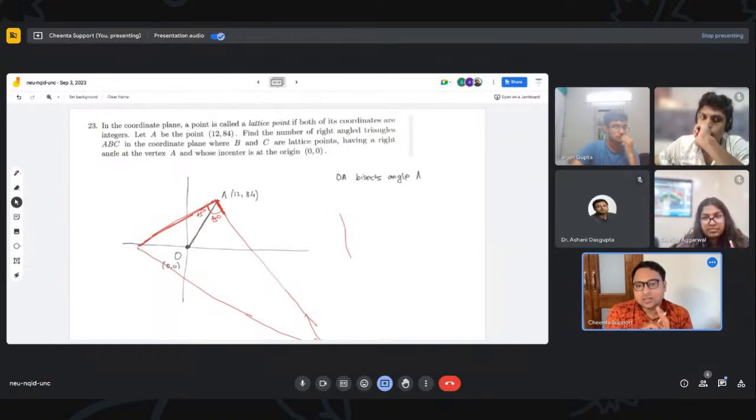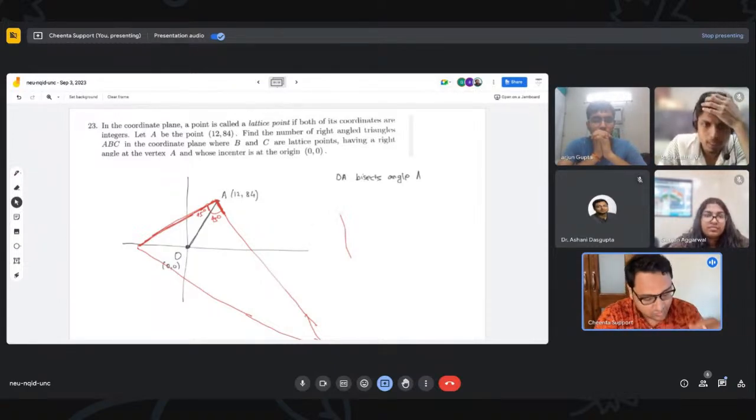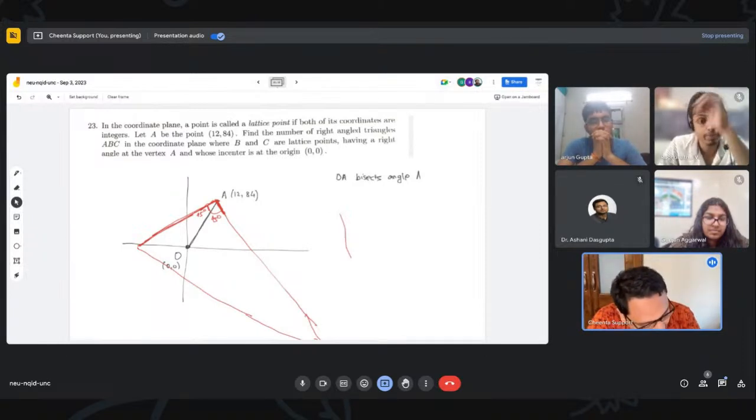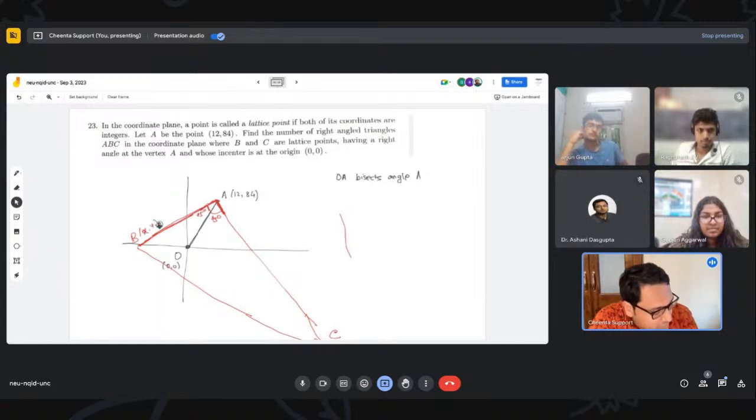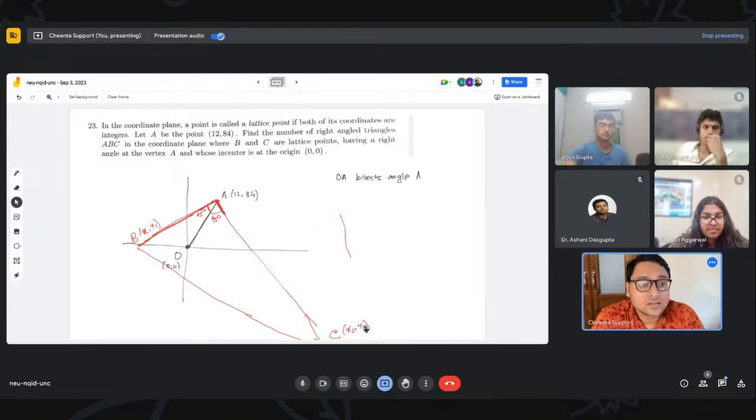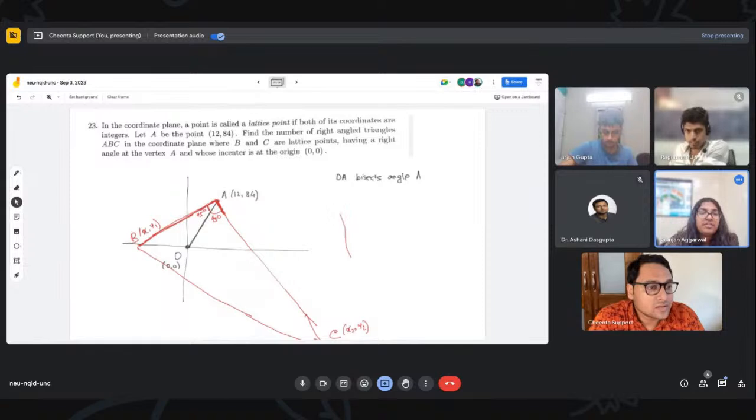So now the question is, how many such triangles are possible? What we know is the other two points B and C are also lattice points. So maybe the coordinate of B is (x1, y1), and maybe the coordinate of C is (x2, y2). I actually have some problems with that. Yeah, go ahead.